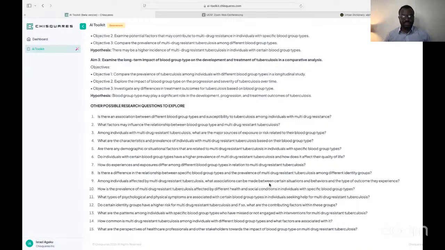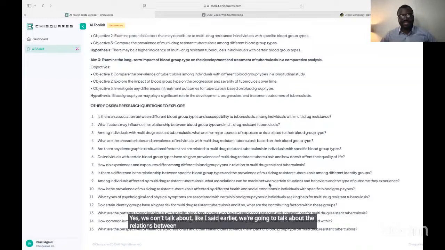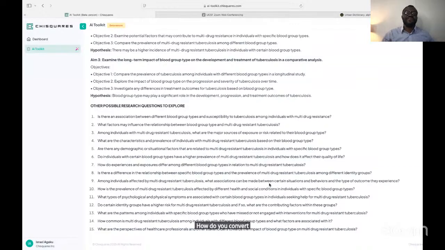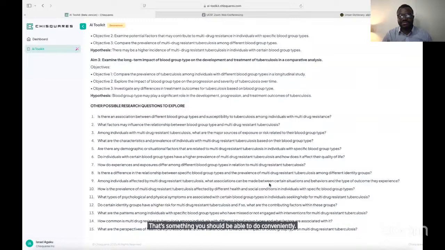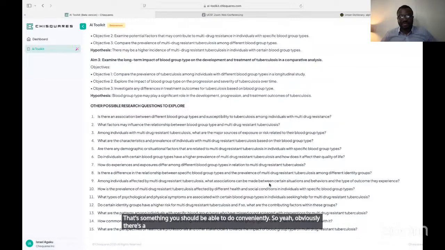Okay, Prof, any correlation between confidence interval and standard error of mean? Yes, like I said earlier, we're going to talk about the relationship between confidence intervals and standard error. But it's also something you can read ahead of class before next week. The idea is, how do you convert? You should be able to comfortably convert between confidence intervals and standard errors, and between standard errors and p-value. That's something you should be able to do conveniently. Obviously there's a mathematical association between all of them.